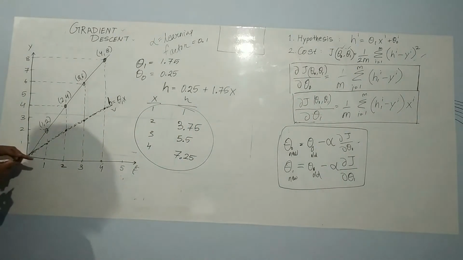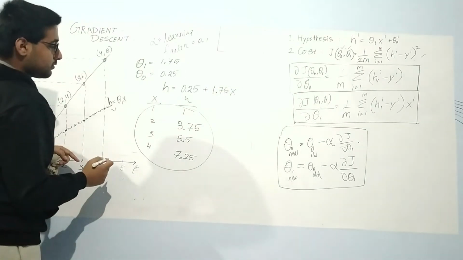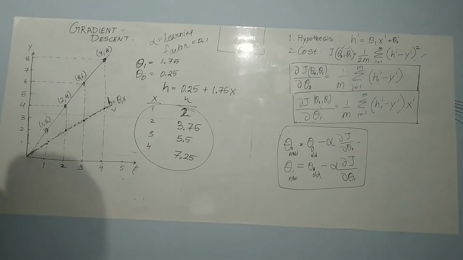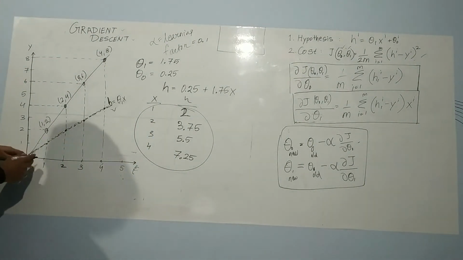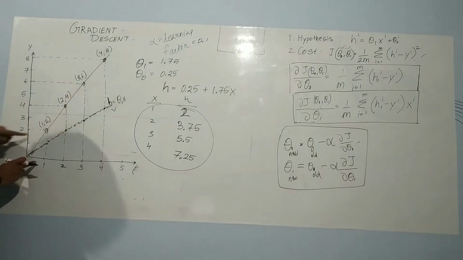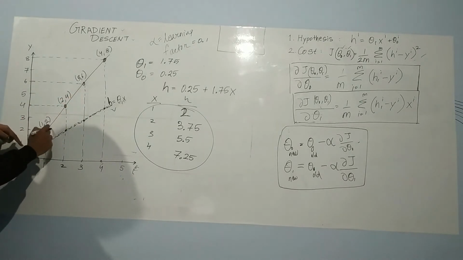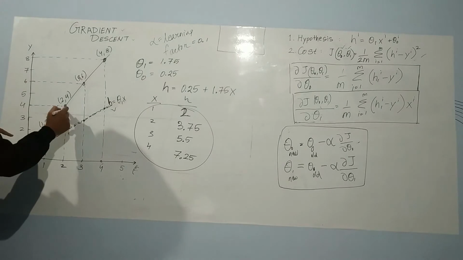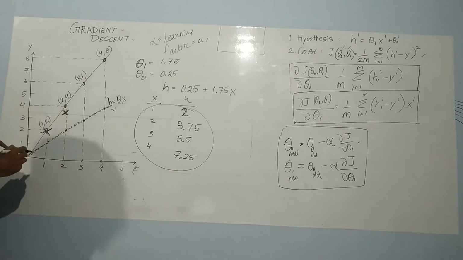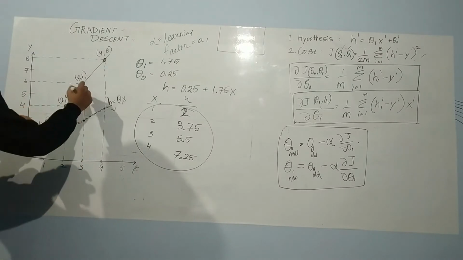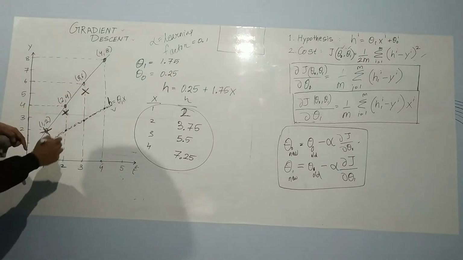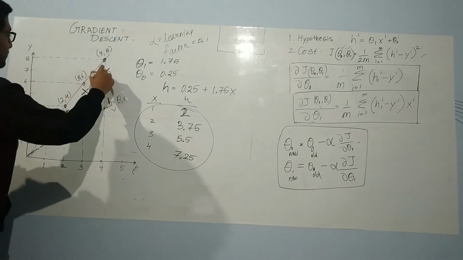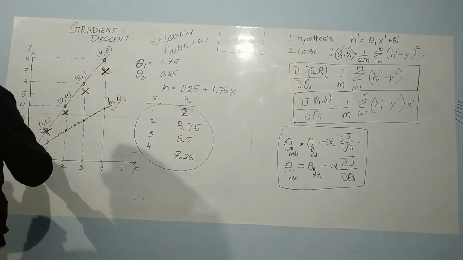Let's plot them now. So for 1 we have 2. We have got one value exactly right. For 2 we have 3.75, which would be somewhere around here. For 3 we have 5.5, somewhere around here, and for 4 we have 7.25, again here. Let's try to plot this.